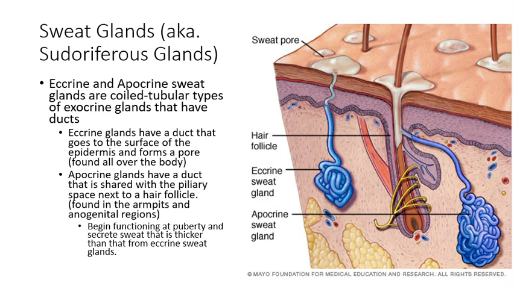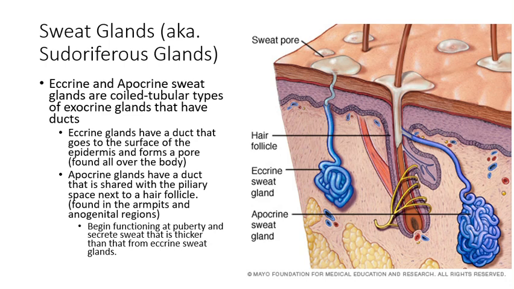Apocrine glands are bigger than eccrine glands, but they both have a coiled tubular structure, and because they're both exocrine glands, they have ducts that proceed towards the surface of the skin. But only eccrine glands have a duct that actually goes to the surface of the epidermis and forms a pore. You can find eccrine glands all over the body.